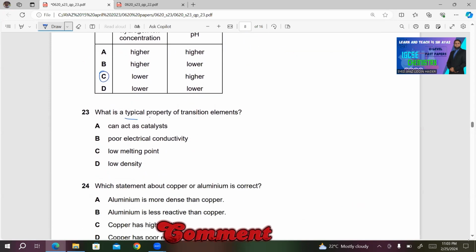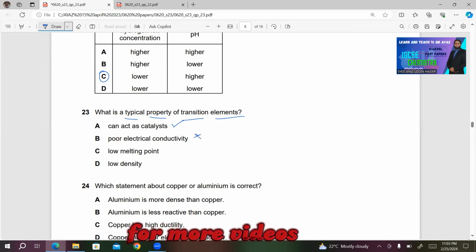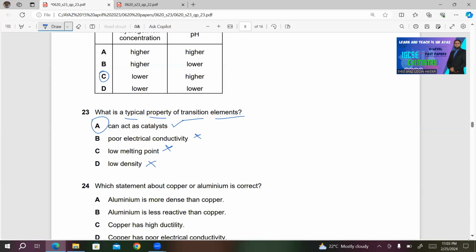What is a typical property of a transition element? A, can act as catalyst. This is correct. B, poor electrical conductivity. This is wrong. Low melting point. This is also wrong. Low density. This is also incorrect. So A will be the right answer for MCQ number 23.